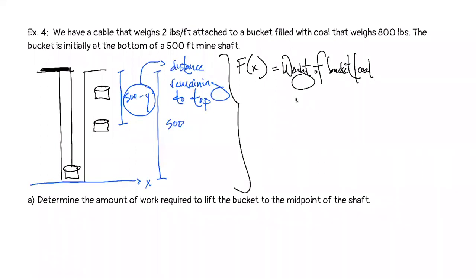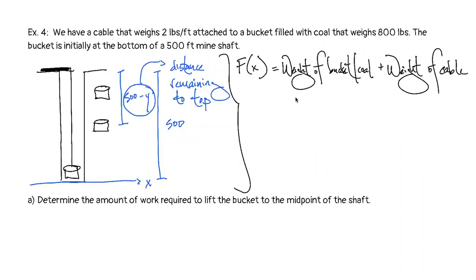Okay, so that's one component of the work. No matter how far the bucket is from the bottom or how close it is to the top, it still weighs 800 pounds. That part doesn't change. But to that, we need to actually consider the weight of the cable, because this cable that is helping us pull it up also increases the weight of whatever it is that we are pulling up.